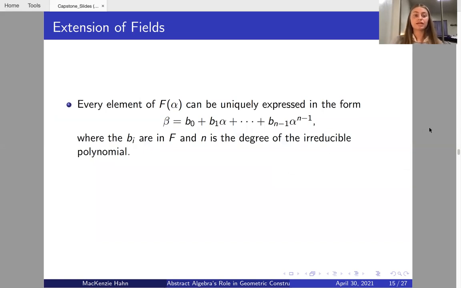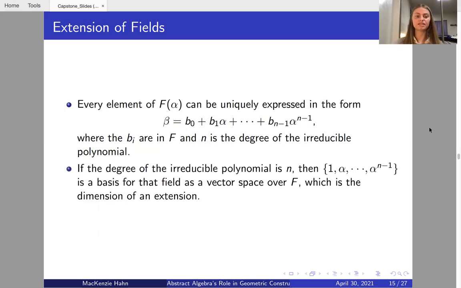And so we have that every element of a simple extension can be uniquely expressed in the following form, beta. This is because since we know that this field is closed, we can add and multiply, and we can have any higher power of alpha, and it can be expressed as a linear combination of the following form, beta. If the degree of an irreducible polynomial is n, then we have a basis for that field as a vector space over F, and that's going to be the dimension of an extension.